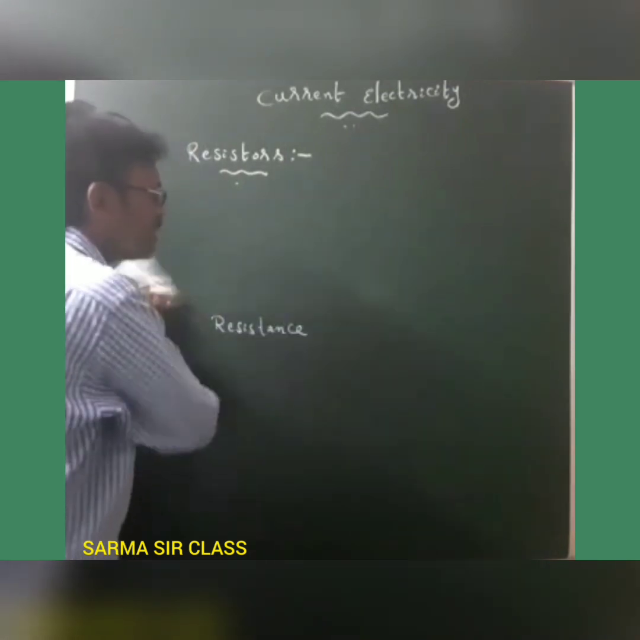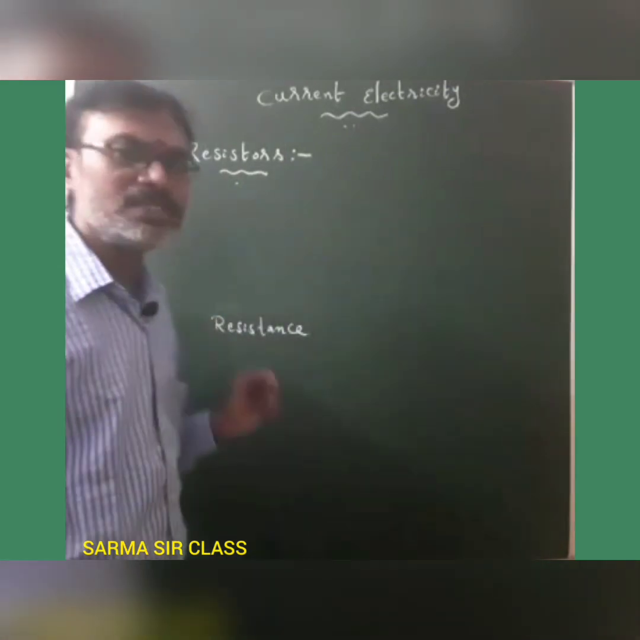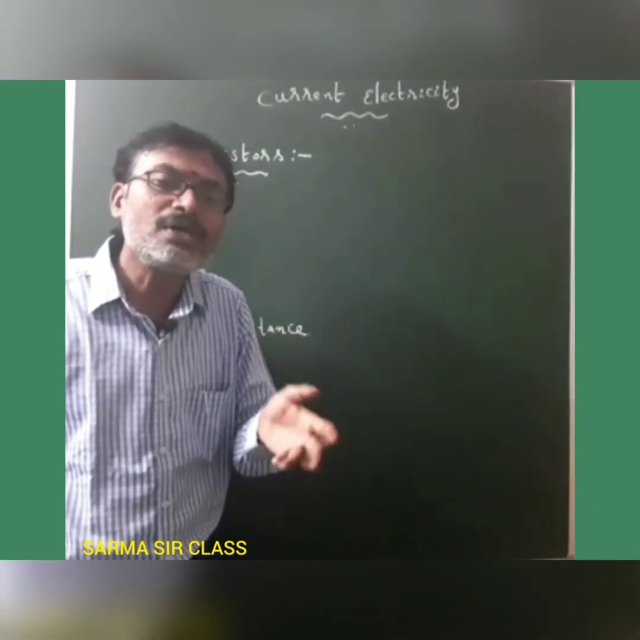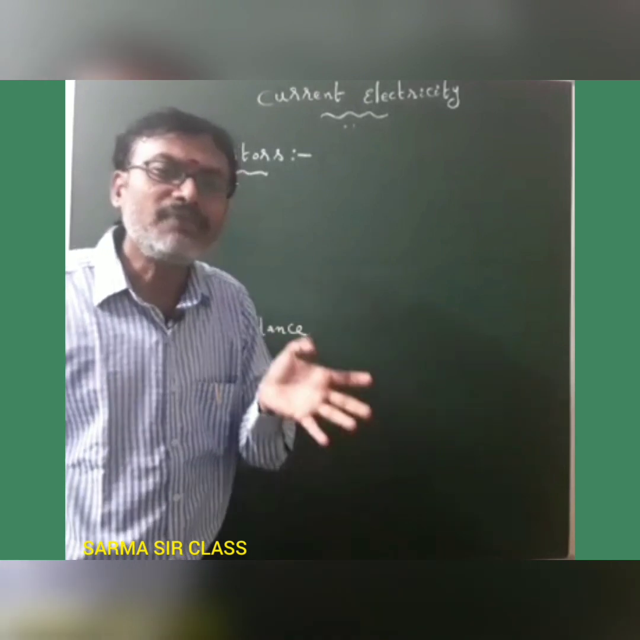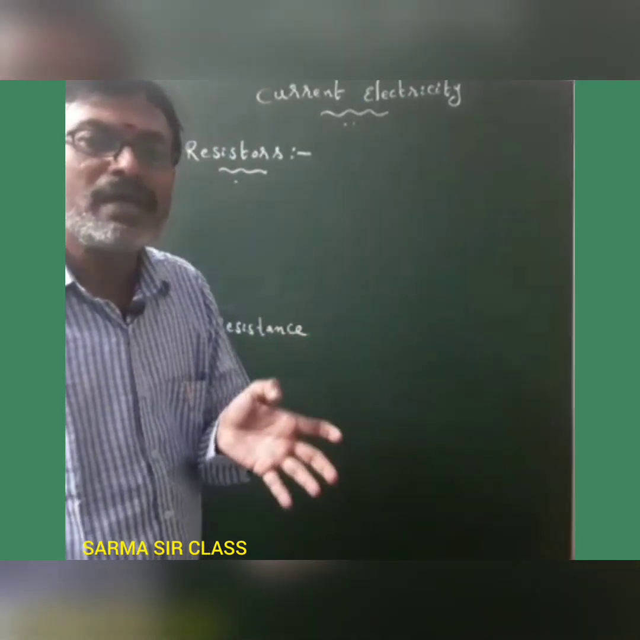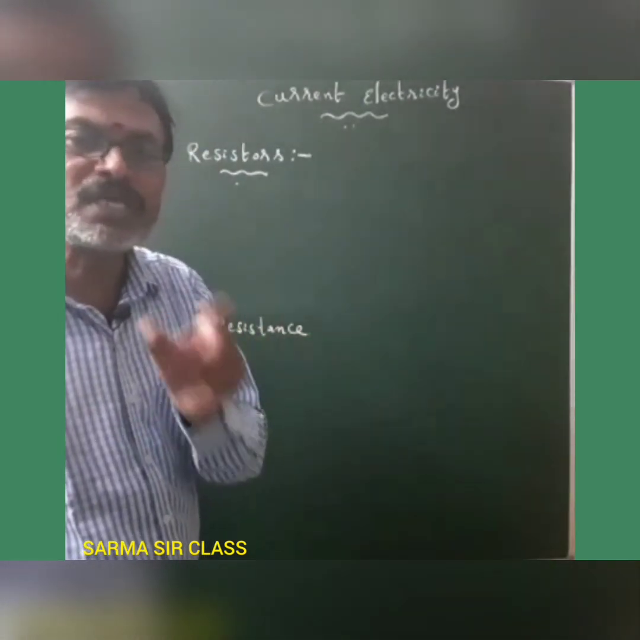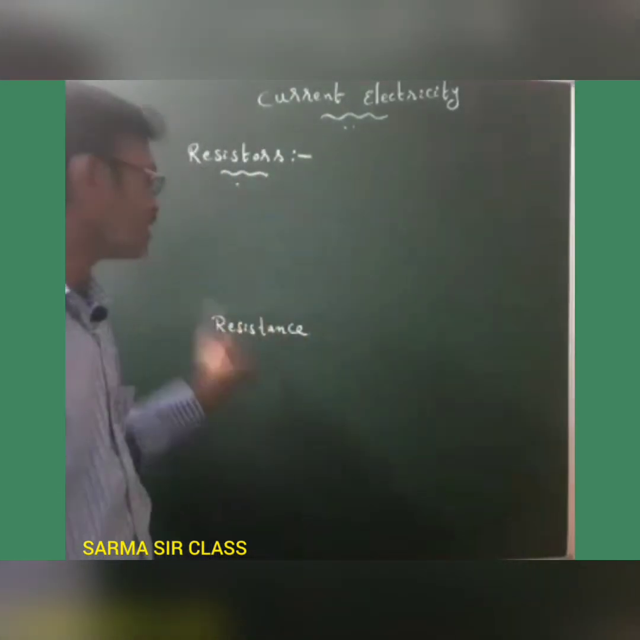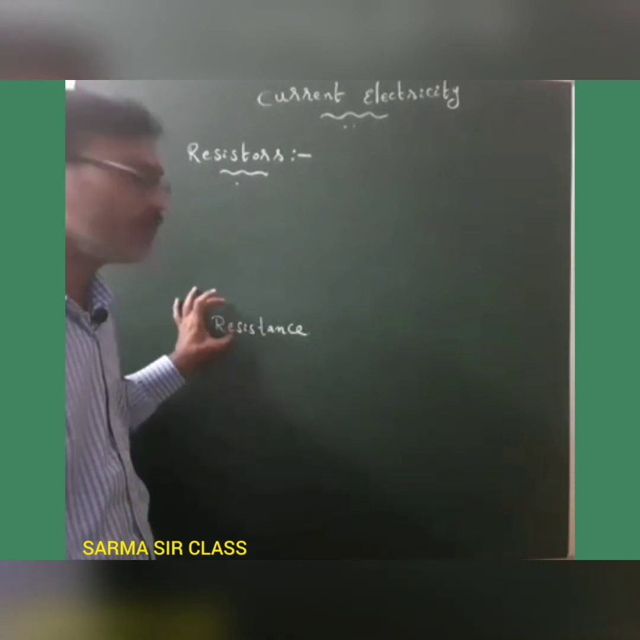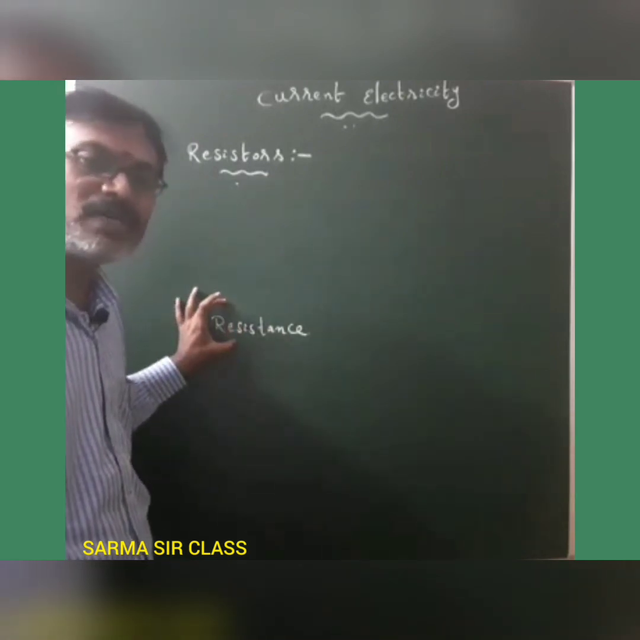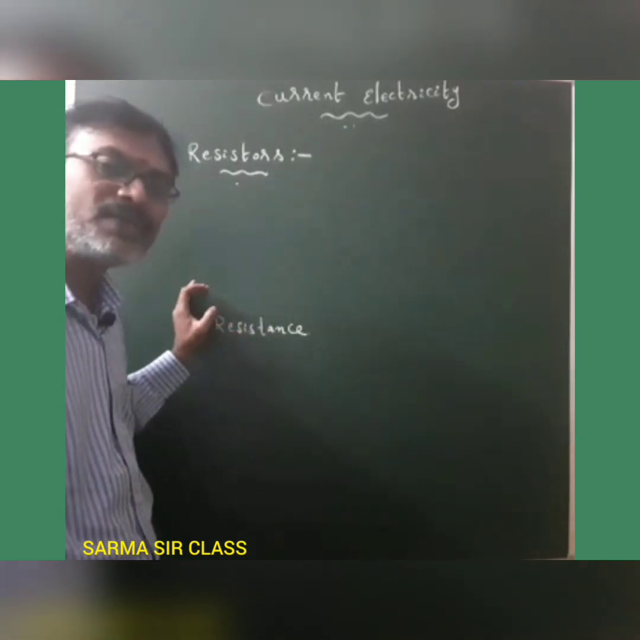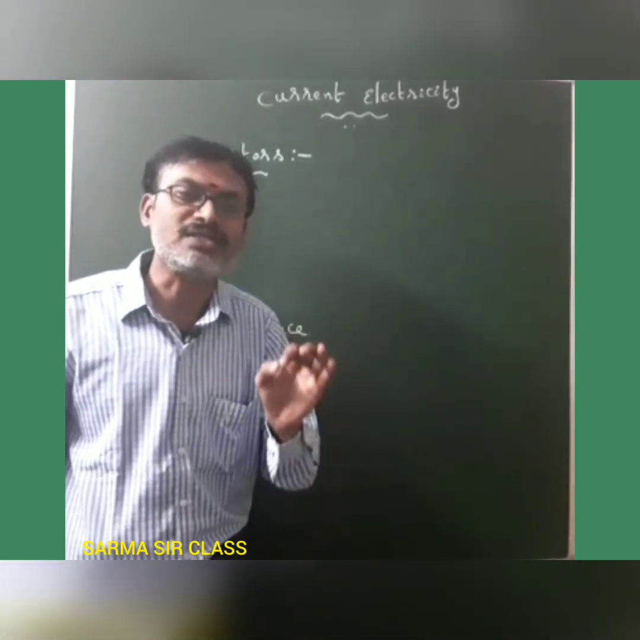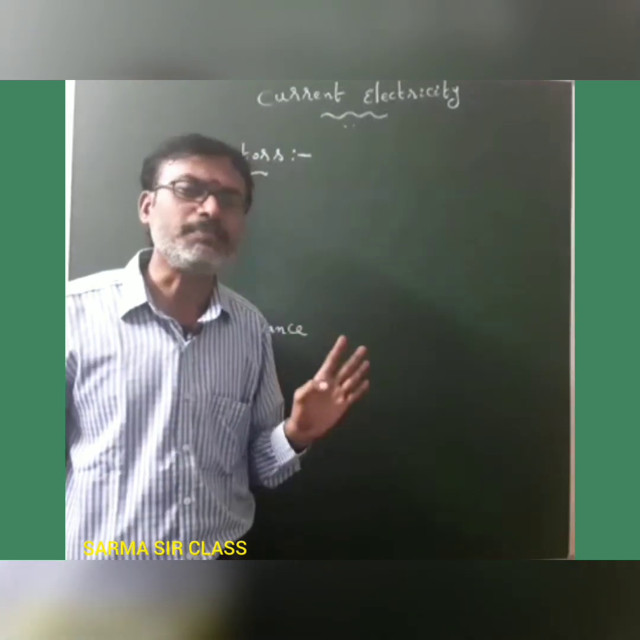At first I said, what is the current? How can the current be opposed within the conductor? That phenomenon is described with the help of a physical quantity, which is named resistance. Resistance is the physical quantity, the resistance of the conductor, the resistance of the resistor. The conductor itself we call a resistor. It's very simple, right?